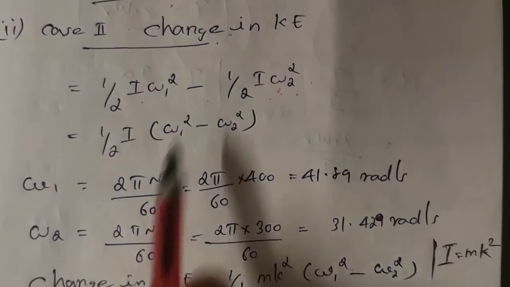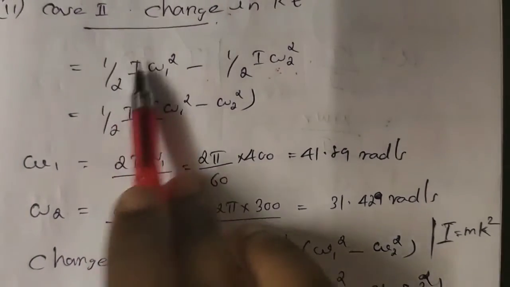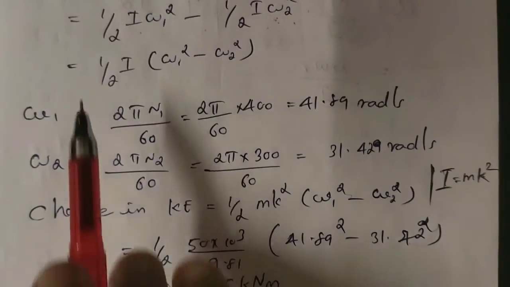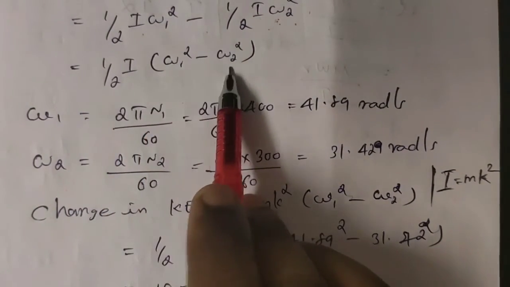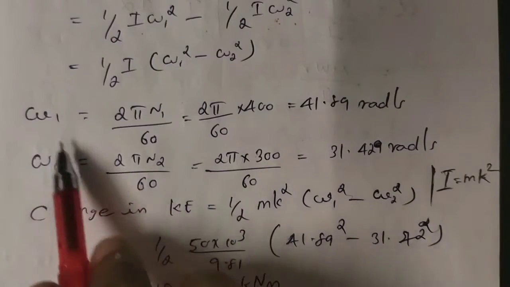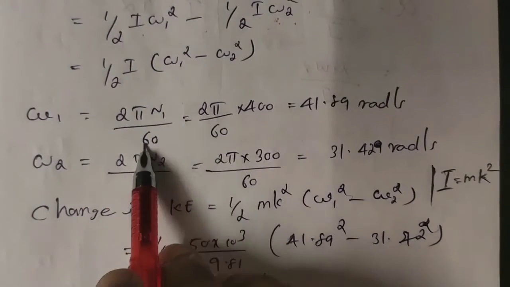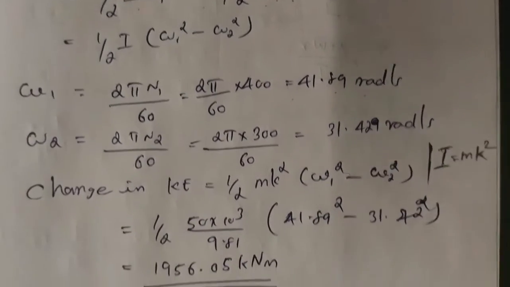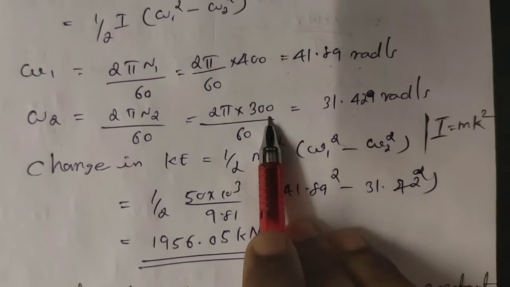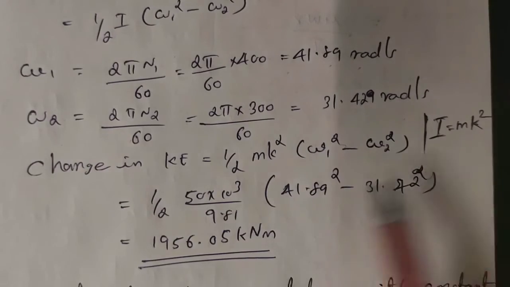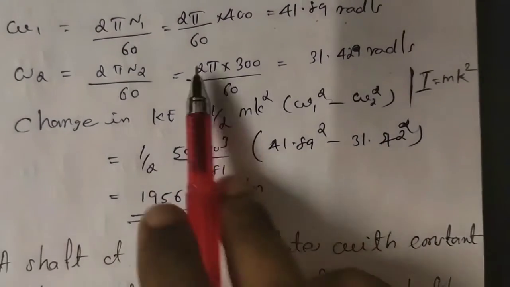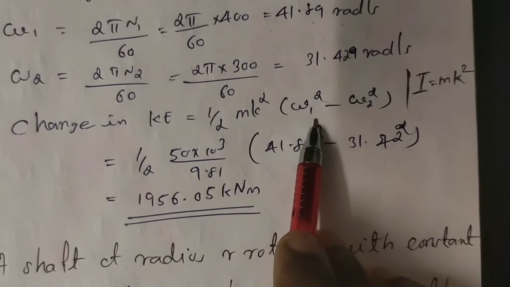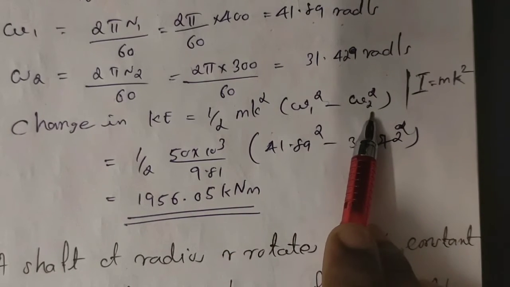Half I is a common factor, so we take it outside and rewrite the equation as half I into omega 1 square minus omega 2 square. What is omega 1? That is 2 pi n1. We substitute and get the value. Now what is omega 2? That is 2 pi n2, where n2 is 300. We substitute and get the value. Then we substitute these two in the change in kinetic energy equation, that is half into mk square into omega 1 square minus omega 2 square.